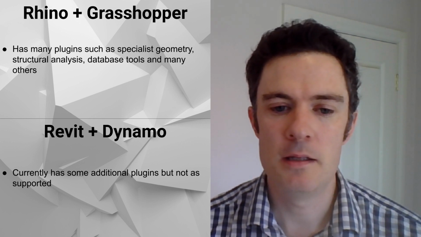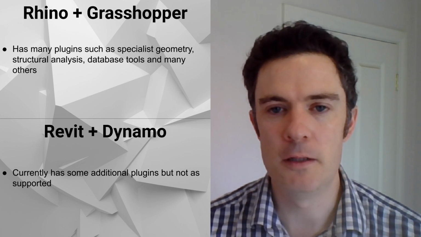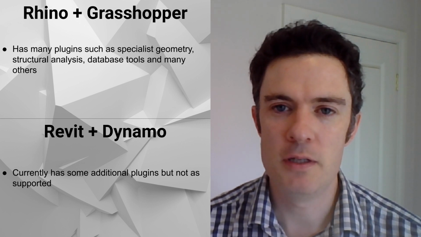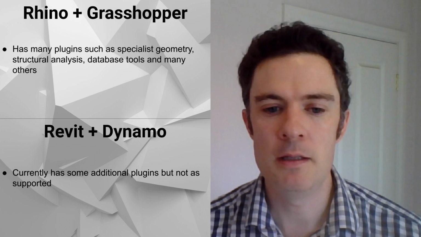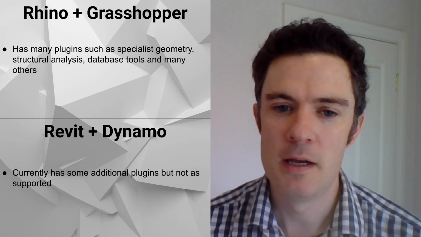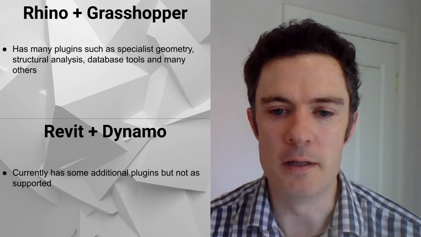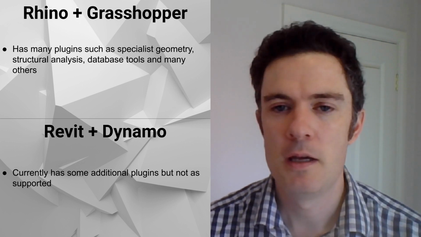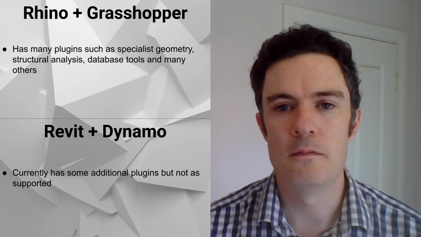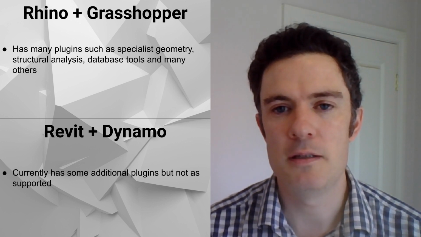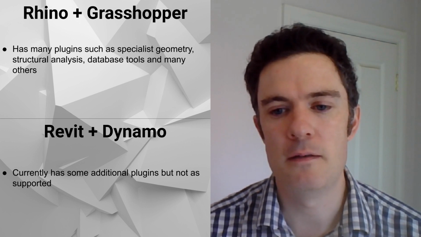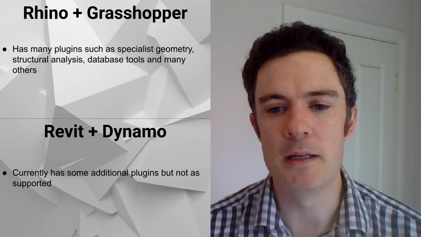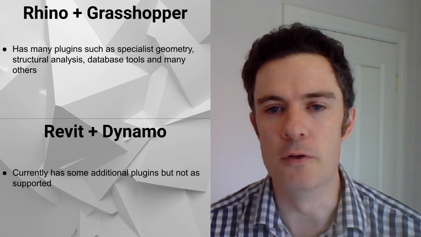Grasshopper has a lot of plugins that have been developed by the community over time. It's got specialist geometry stuff, it's got structural analysis plugins, it's got database tools, and loads of other stuff. Dynamo, on the other hand, also has a plugin system, but it's not as developed. The ecosystem's not there, the community's not there as much, so it's more difficult to find plugins that you might want and the support that you might want for Dynamo.